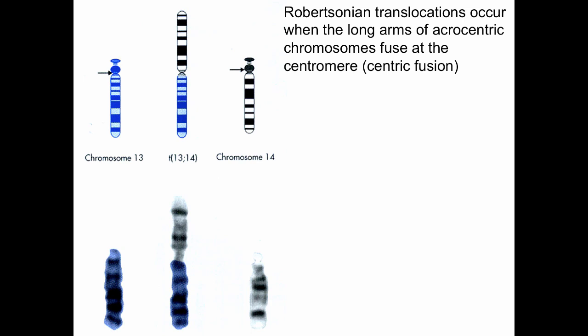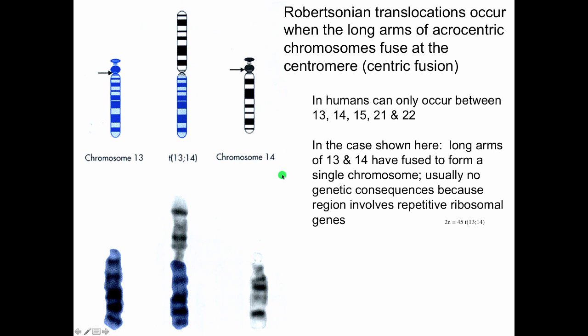Here's an example of a Robertsonian translocation, and these occur when the long arms of acrocentric chromosomes fuse at the centromere. So in humans, Robertsonian translocations can only occur between chromosomes 13, 14, 15, 21, and 22. In the case shown here, the long arms of chromosome 13 and 14 have fused. There's usually no genetic consequences because the individual has the full information on chromosomes 13 and 14, maybe has lost a little bit of the short arms.